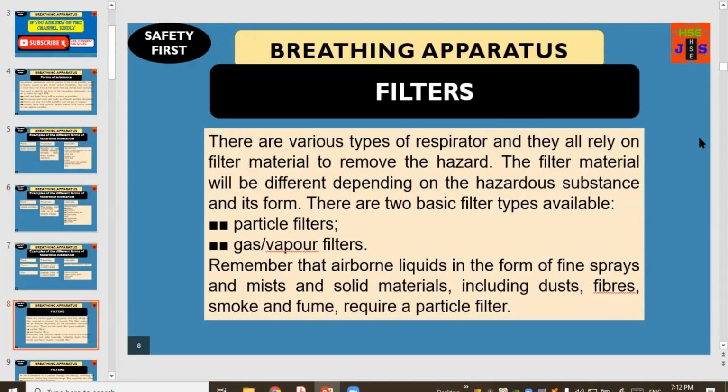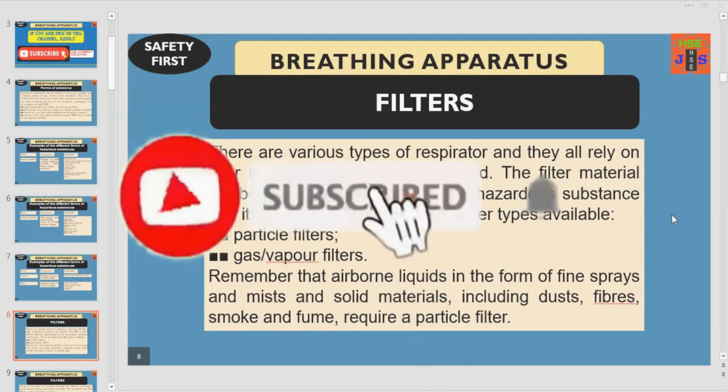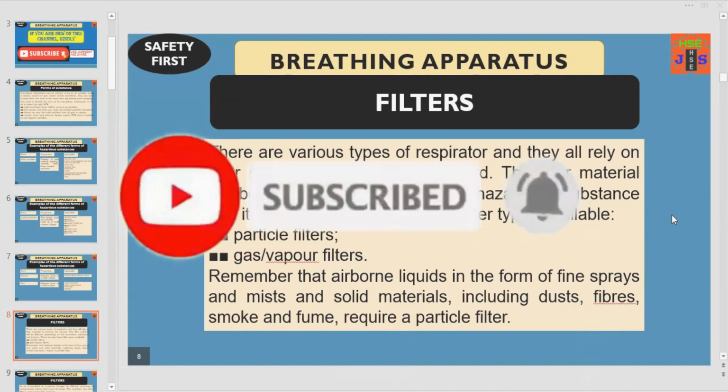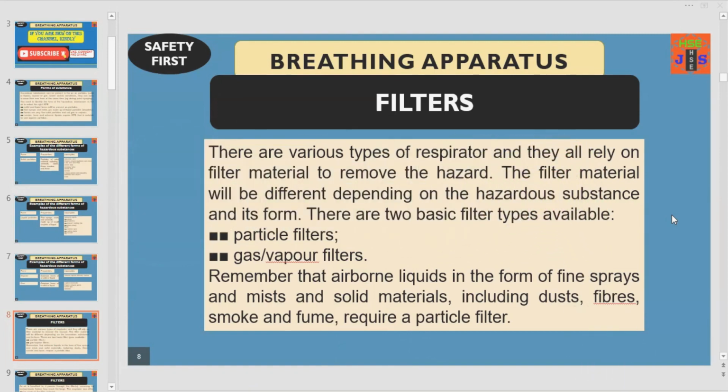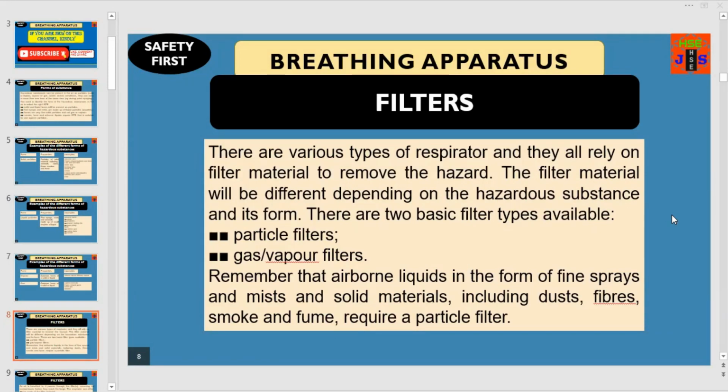After discussing the properties and examples of hazardous substances, now let us discuss filters, because filters are used in respiratory protective equipment. There are various types of respirators, and they all rely on filter material to remove the hazard. The filter material will be different depending on the hazardous substance and its form. There are two types of basic filters. Number one, particle filters, and number two, gas or vapor filters.